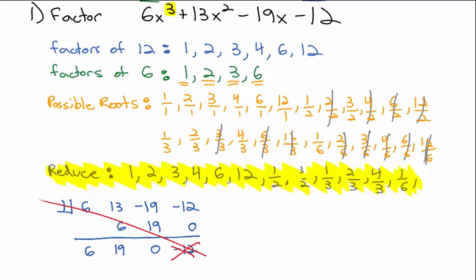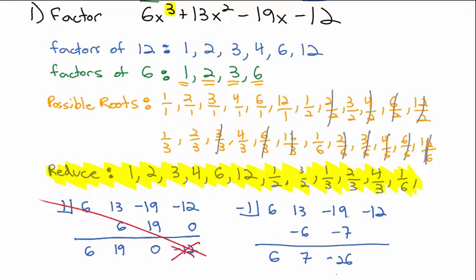So we try another number. We've got to try both the positives and the negatives of each of these rational roots. So we're going to try negative 1. So let's do 6, 13, negative 19, negative 12. 6 times 1 is negative 6. 7 times negative 1 is negative 7. And that's going to give us negative 26 and 10, 26. And you can tell this is not going to give us 0. So negative 1's out.